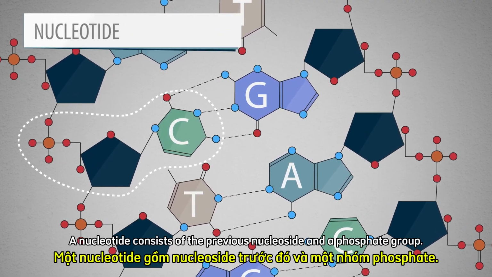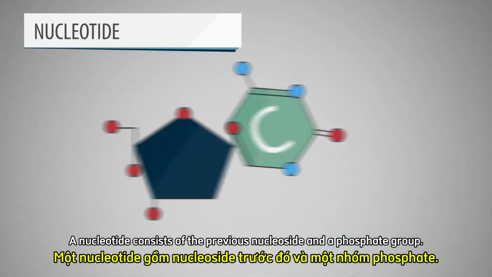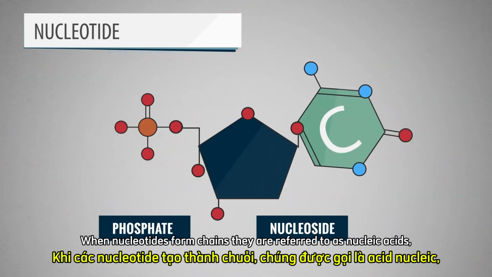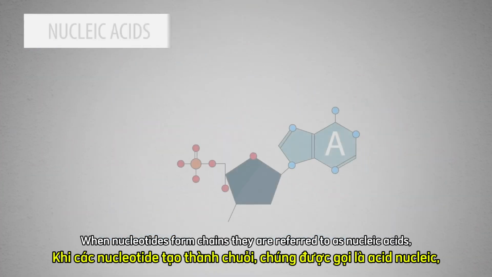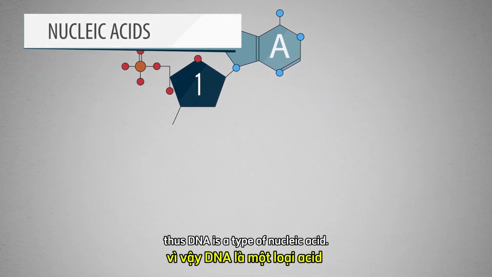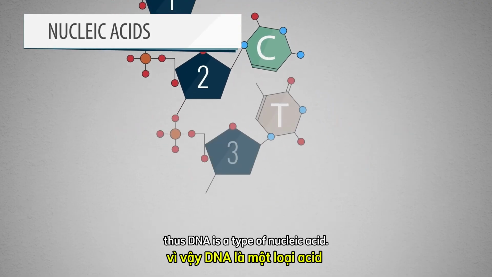A nucleotide consists of the previous nucleoside and a phosphate group. When nucleotides form chains, they are referred to as nucleic acids. Thus, DNA is a type of nucleic acid.